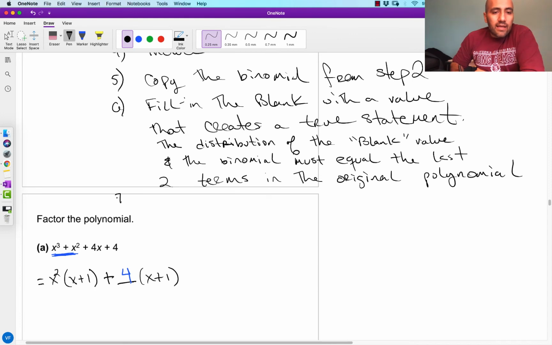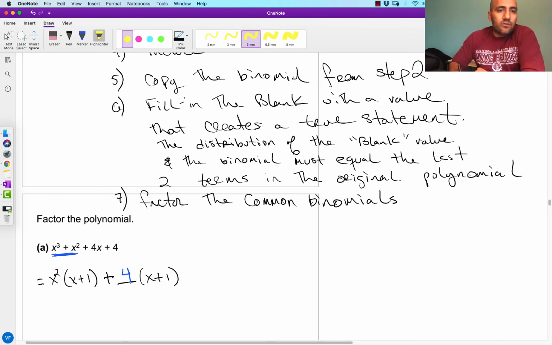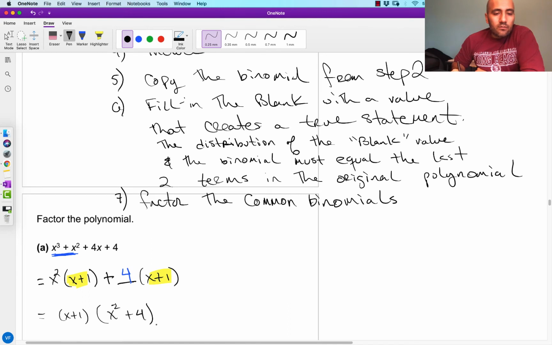And finally, when you're done with that, last step is to factor the resulting binomials. By design, these two have to be identical so we can factor them out. That's why we copied it back in step 5, copy the binomials from step 2. These two have to be identical. So now, because this binomial and this binomial are identical, we can factor them out. And that would result in x plus 1 times x squared plus 4. Okay, so we've managed to factor out this polynomial into the product of two simpler polynomials, such that if I FOIL these out, I get back to that original value.